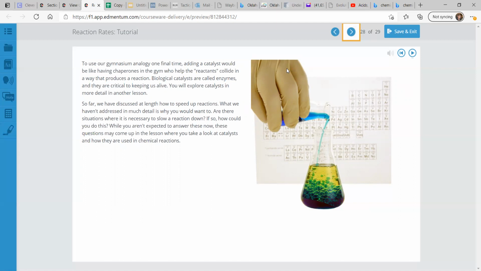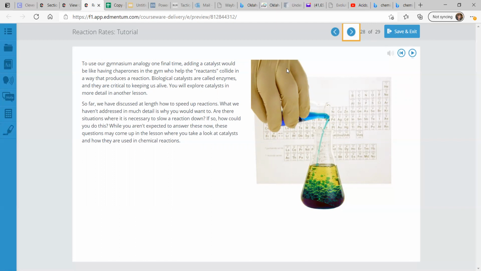Biological catalysts are called enzymes, and they are critical to keeping us alive. You will explore catalysts in more detail in another lesson. So far, we have discussed at length how to speed up reactions. What we haven't addressed in much detail is why you would want to. Are there situations where it is necessary to slow a reaction down? If so, how would you do this? How could you?